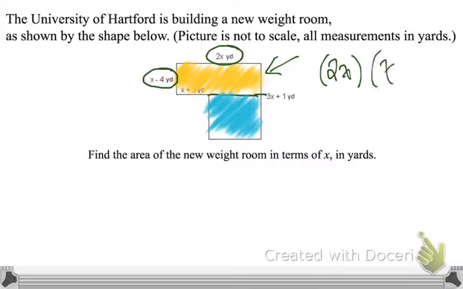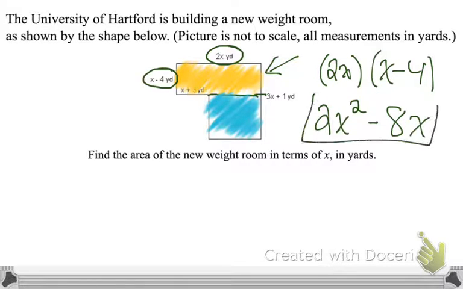2x times x minus 4, and that gives us 2x squared minus 8x. So that is, let's get our color back here, that is the area of our top rectangle. The teal rectangle is the one that's a little more problematic, okay? And that's because we don't have a perfect length or a width. So what I did was I named these two A and B.